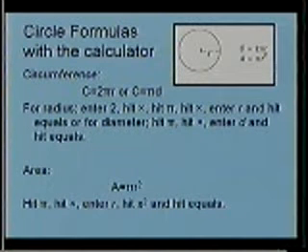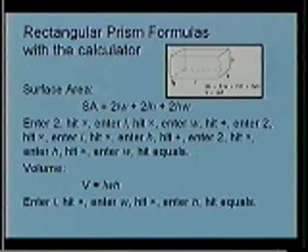For circles, we have 2 things we deal with. Circumference, which is 2 times pi times the radius, or since the diameter is 2 times the radius, you can have the circumference equals pi times the diameter. For radius, enter 2, hit times, hit pi, hit times, enter r, and hit equals. Or for diameter, hit pi, hit times, enter d, and hit equals. For area, it's pi r squared. So hit pi, hit times, enter r, hit x squared, and hit equals.